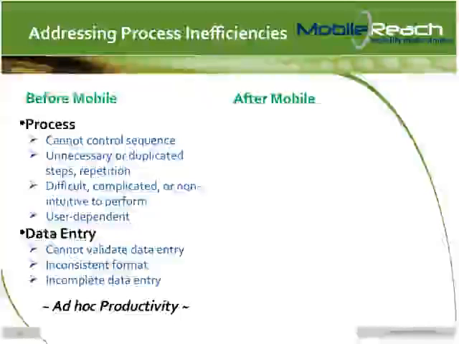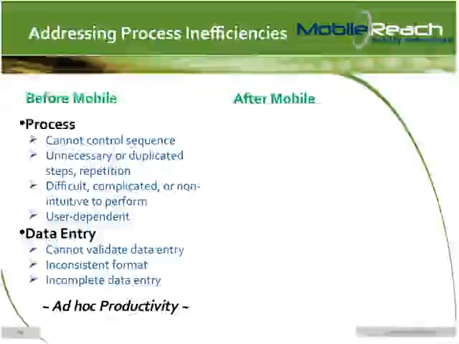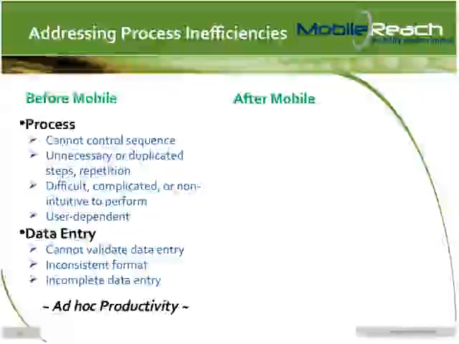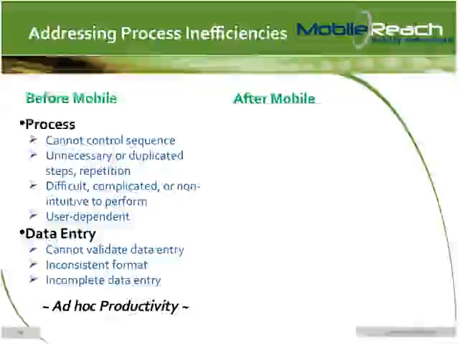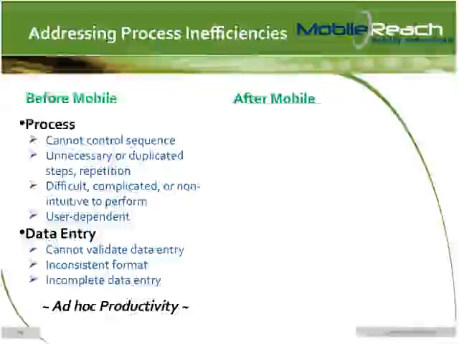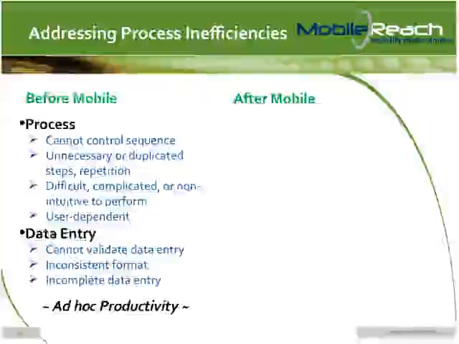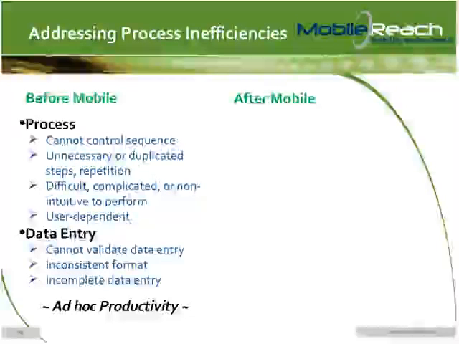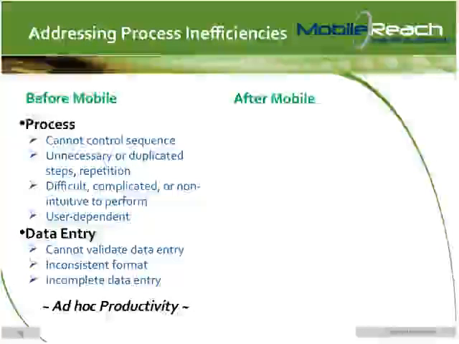The information that is captured is dependent on the user itself. Each user could be very different in terms of the information that they capture and how they do it. As they're going through the process in the field, you can't validate information on the spot. You can't ensure that data is being input or captured in a consistent format. So there's a lot of chance for error, and not being able to control the process gives you very little ability to make improvements on the process.